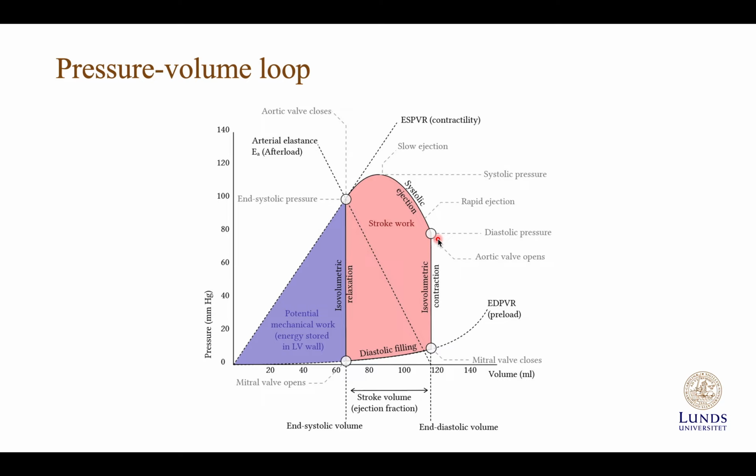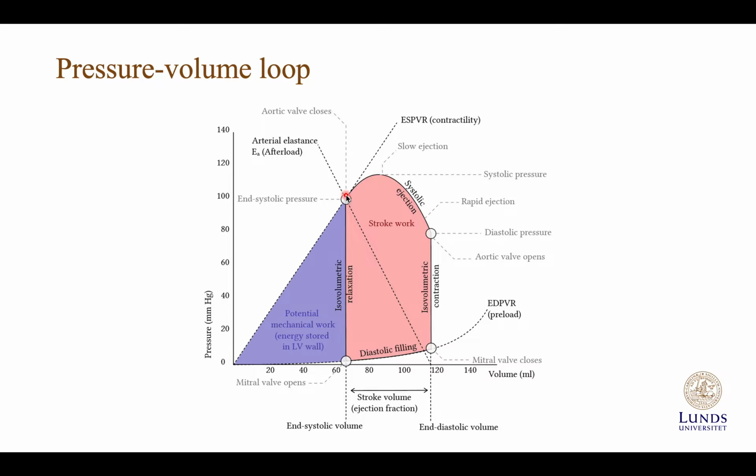After the aortic valve opens, the ventricle ejects blood into the aorta. This is the top curved part of the loop. At first, pressure continues to rise, then it peaks and slowly falls during late ejection. Volume decreases as blood leaves the heart. The pressure at the end of this phase is called end systolic pressure.